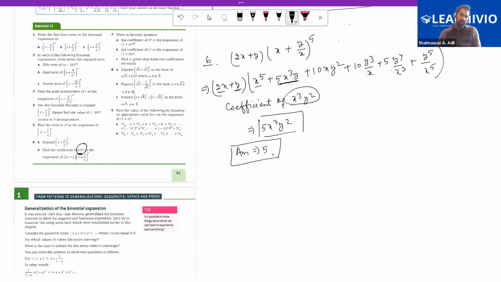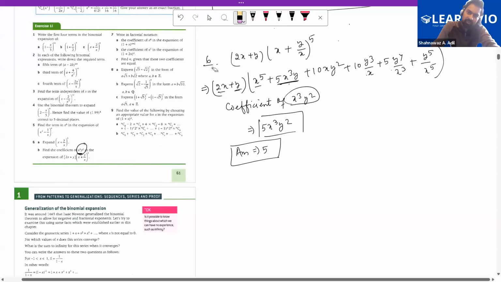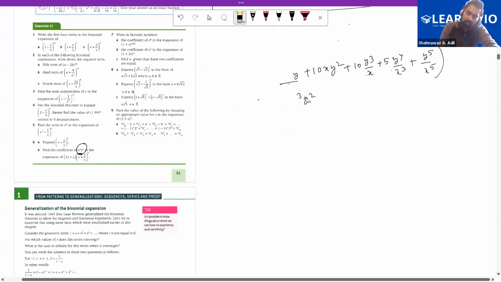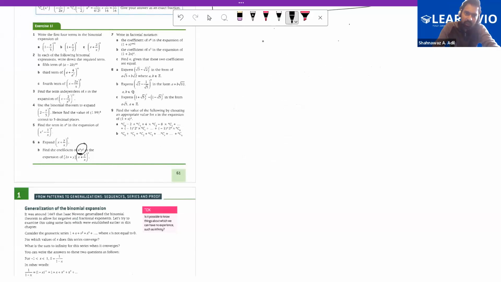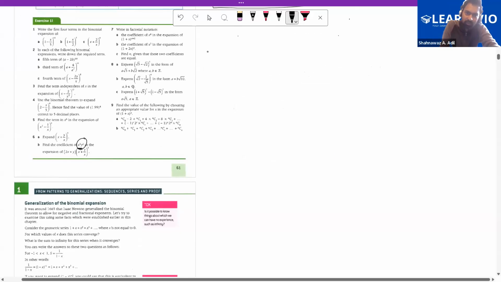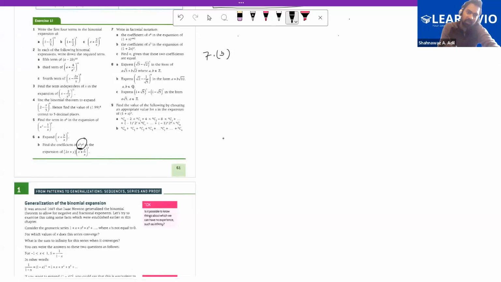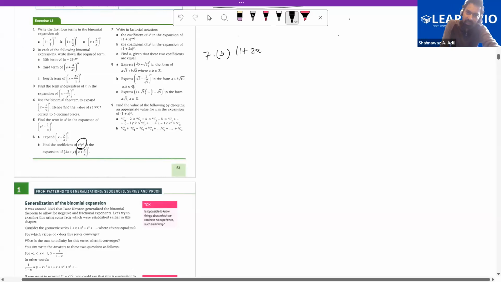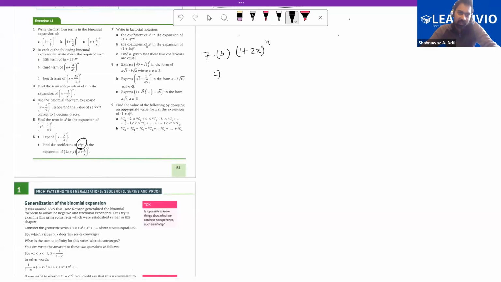Okay, good. So now let us move on to this 7b part, right? So we have the coefficient of x cubed in the expansion of this thing, right? So we have to find the x cubed term. (1 plus 2x) to the power n, right? And again, let us expand this only up to the x cubed term, right? When we reach this term, then we stop.